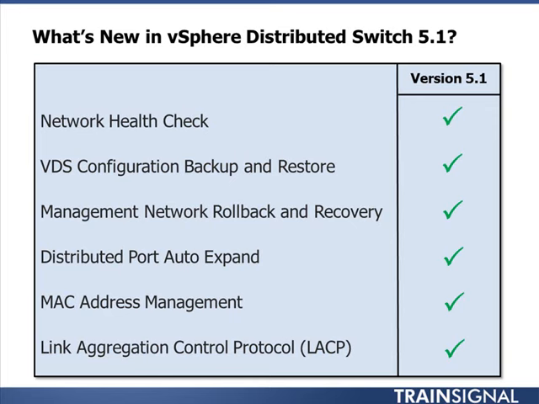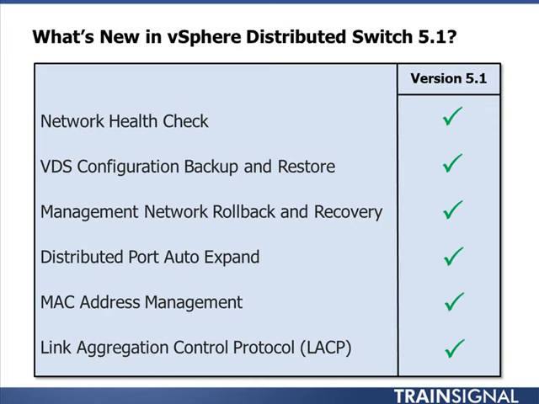The next feature I want to talk about is the VDS configuration, backup, and restore. As you probably know, virtual network configurations are stored in VMware vCenter, and that applies also to distributed switch configurations. But vSphere distributed switch configurations can become very complex and be very difficult to replicate. So let's say that you lost a vCenter database and were unable to restore it. It could be very difficult to recreate your distributed switch configuration.